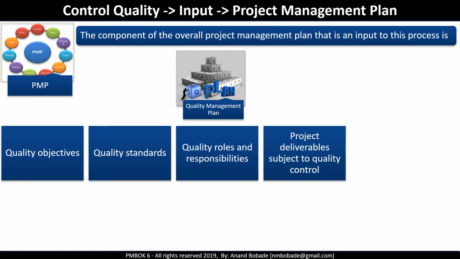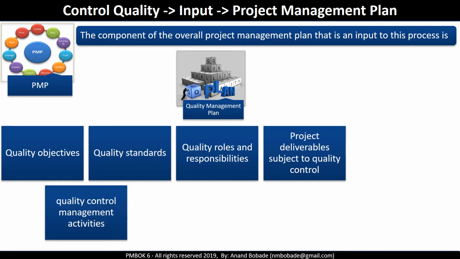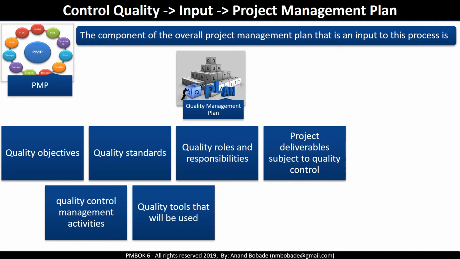What level of quality control is applicable for various deliverables? The quality control management activities planned for the project, like how and who will monitor quality activities and how they will be controlled. Different industries use various quality tools. So the quality management plan will tell the quality tools to be used on the project.